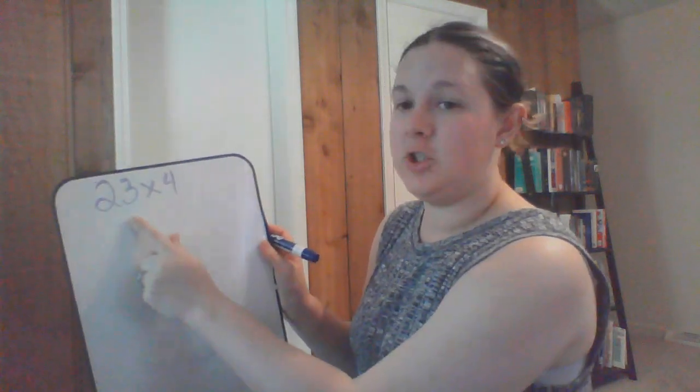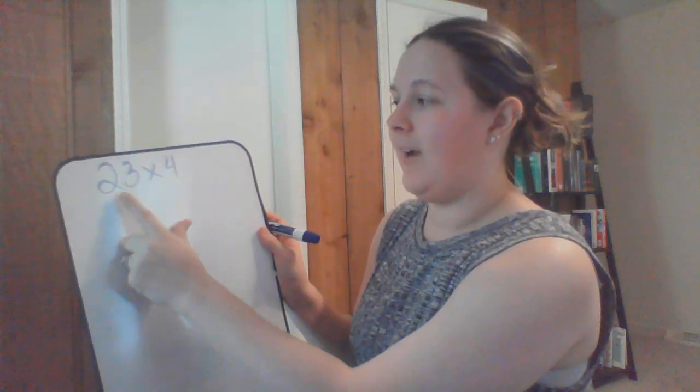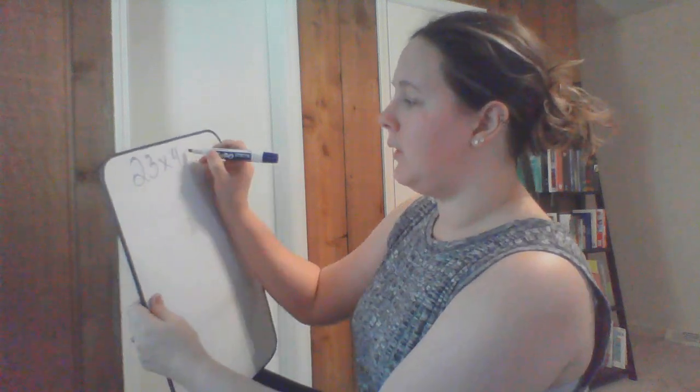We know with multiplication you can put numbers in any order. We're also going to look at a 3-digit number by a 1-digit number, a 3 by 1, and a 2-digit number by a 2-digit number, a 2 by 2. We're going to start with the 2-digit by 1-digit. So we've got 23 times 4.